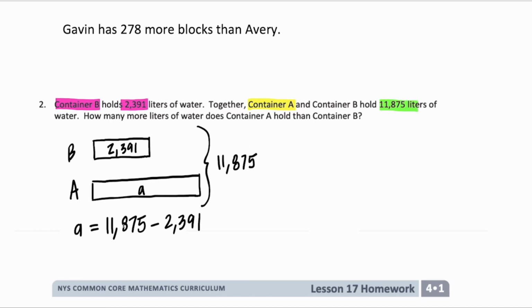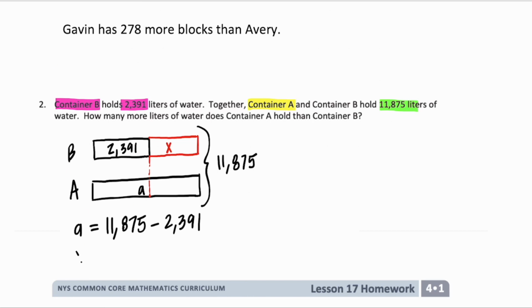Now that doesn't answer the question. They didn't ask, what does A hold? They asked, how many more liters of water does A hold? That more part is this extra space, this space between where B ends and where A ends. So I'm going to add a space on to B. And that represents the more part. We have B, and then we have how much more it takes to make all of A.